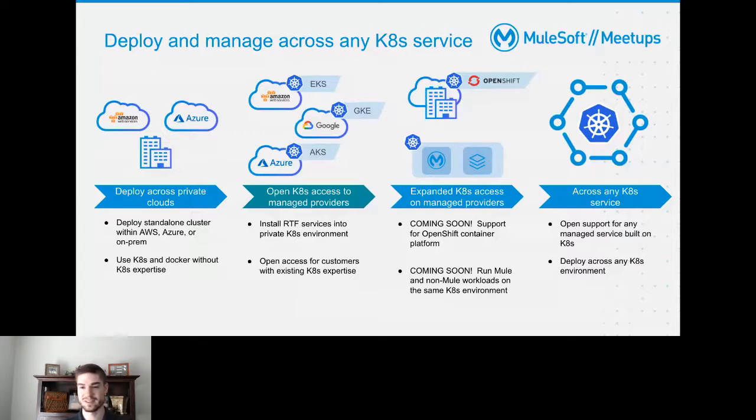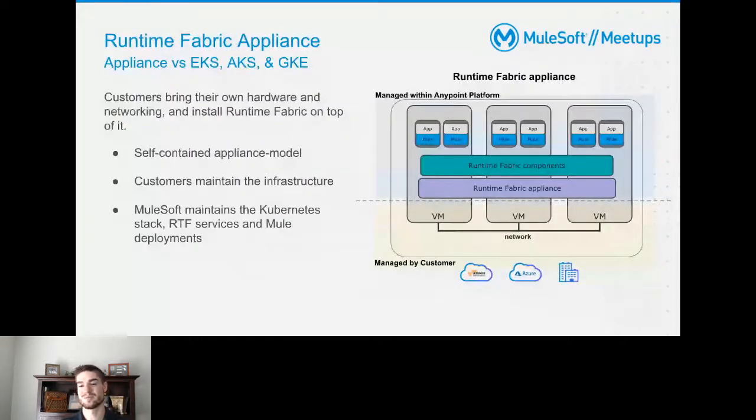So how exactly does it work? Again, there's basically two different variations. There's the appliance version, which is going to run on virtual machines, and then the Kubernetes version also obviously runs in a Kubernetes environment. With this model, the customer is going to own and maintain the hardware and networking, and then Runtime Fabric is going to be deployed on top of that. So MuleSoft, again, abstracts and maintains the Kubernetes stack, as well as handles the application deployments and updates.